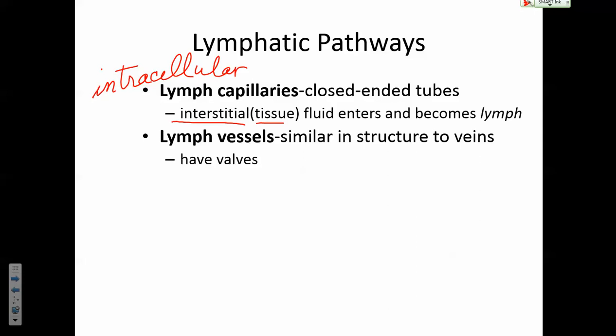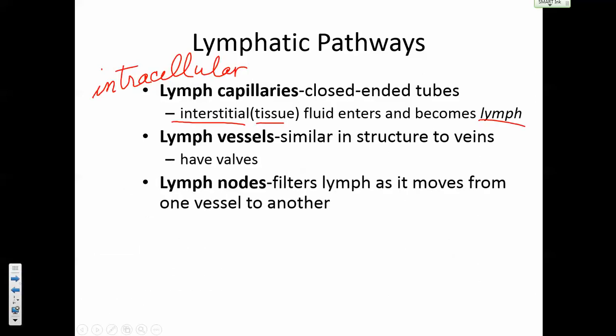And that's what moves into a lymph capillary from your tissues. And from that point on, it's not called interstitial fluid, it's called lymph. Then the lymph capillaries join into larger lymph vessels. We just call these lymphatics or lymph vessels. Structurally, they're a lot like veins in that they have valves. Those are the ones that empty into lymph nodes, so you've got lymph vessels on either side of a lymph node. We'll see that.